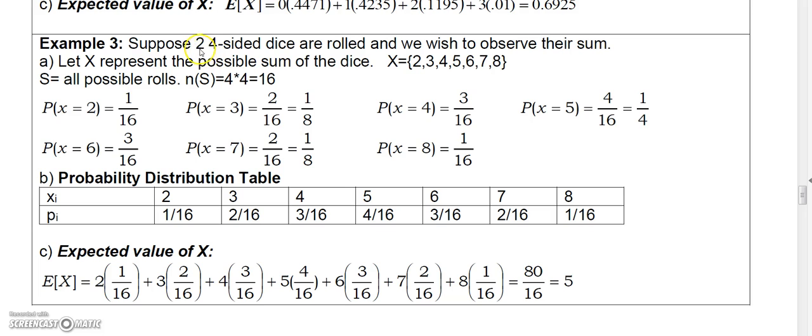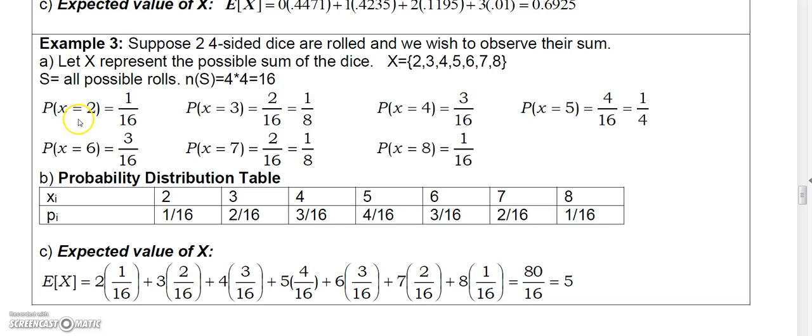Suppose you have 2 4-sided dice rolled and you wish to observe their sum. So let's let X represent the possible sum of the dice. Well, on a four-sided die, let's assume the numbers are 1 through 4. The lowest number you could get would be a 1 on each die, so that's 2. And the highest number you could get would be a 4 on each die, and that would be an 8. And there's 16 possible rolls because there's 4 rolls for each die, so 4 times 4 is 16.